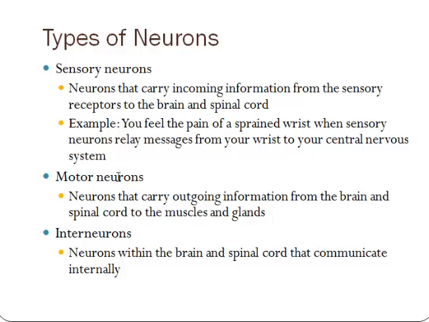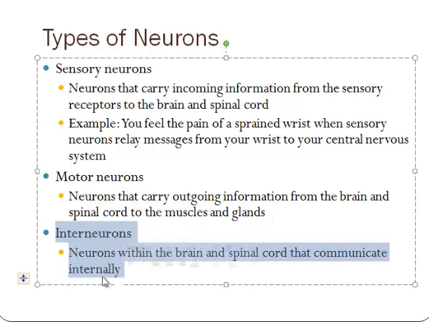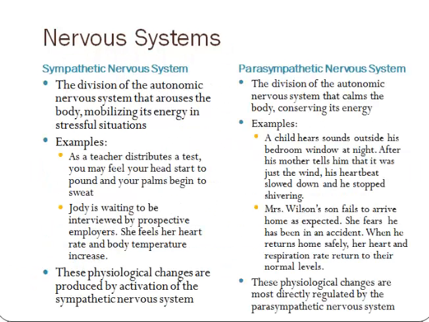The motor neuron, well, when your brain sends a message back to your hand saying, get out of there, it hurts, there's a fire there. Well, now go back and get out of there. That's the motor neuron that does it. And in between those two, the ones that bring the messages back and forth are the interneurons. You can probably figure that out from the prefix inter. Inter means in between. Neurons within the brain and the spinal cord that communicate internally.